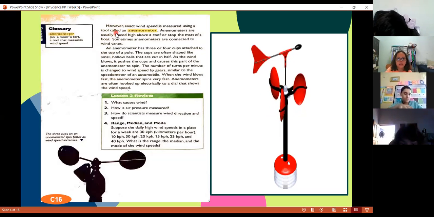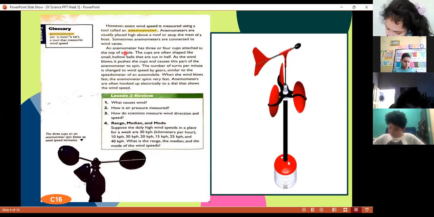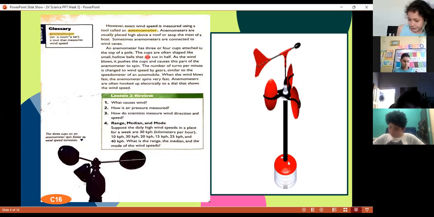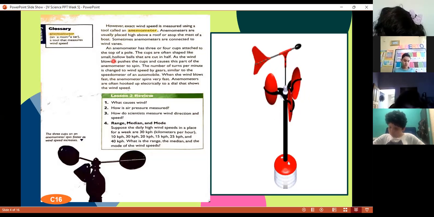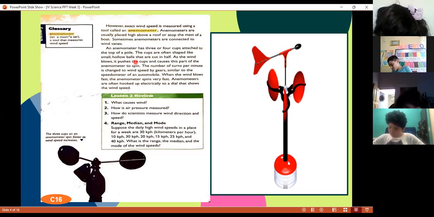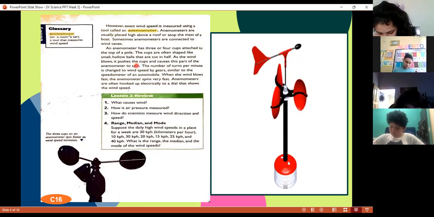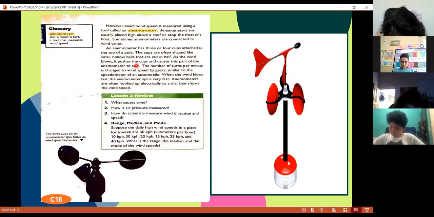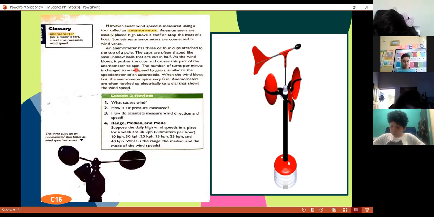Anemometer. An anemometer has four cups attached to the top of a pole. The cups are often shaped like small hollow balls that are cut in half. As the wind blows, it pushes the cups and causes this part to spin.